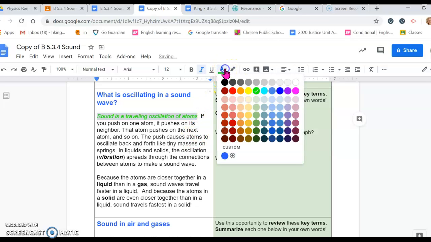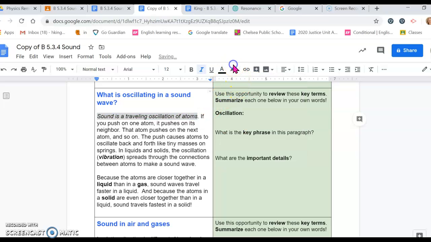Oops. I want it to be text. I need my highlighter. Here we go. Okay. I like this part. One atom pushes on its neighbor. Okay, I think that's important. Okay.